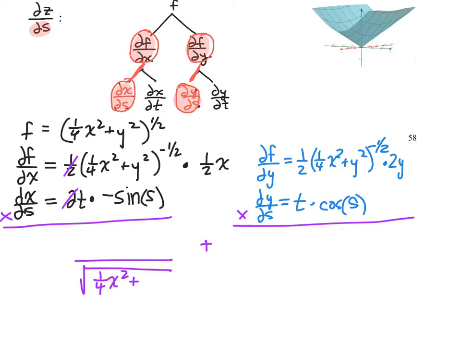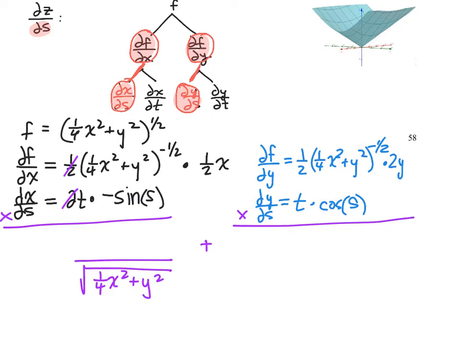A little simplifying on the fly makes this less of a painful experience. It's still going to be painful, there's no way around it. But anything you can do to streamline it is going to make your life a little bit more manageable. So I have a negative, I have a t, an x, and a sine of x.